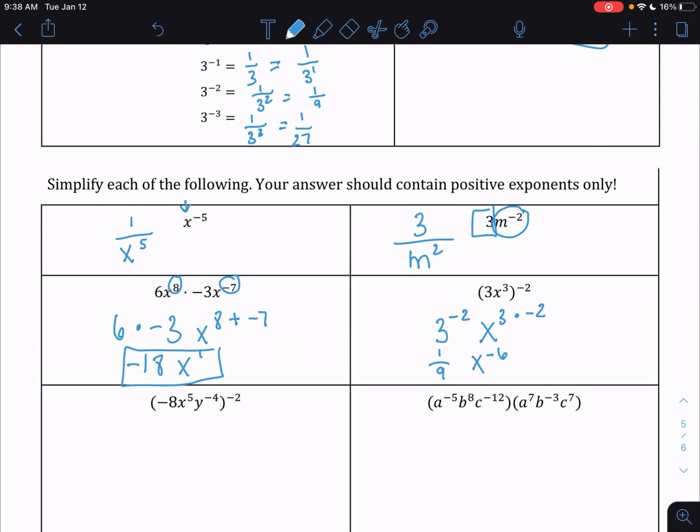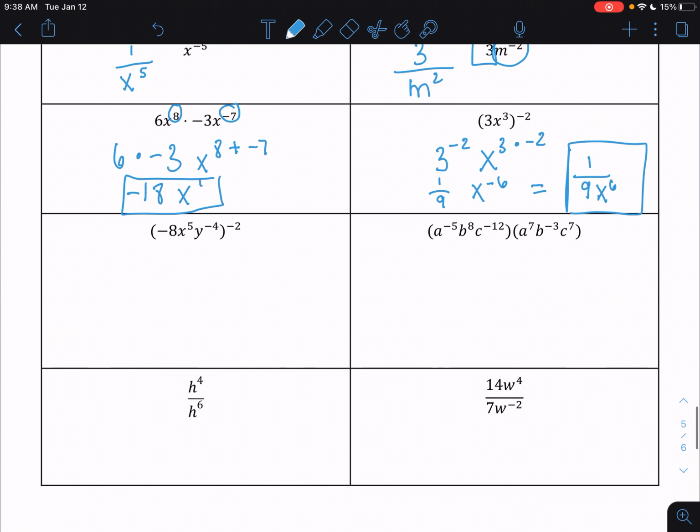But we don't want negatives in our answer. It should contain positive exponents only. So we're going to put that in the bottom of our fraction there. So that would come out to be 1/9 times x to the positive 6. And that's our answer. All right, let's keep going.